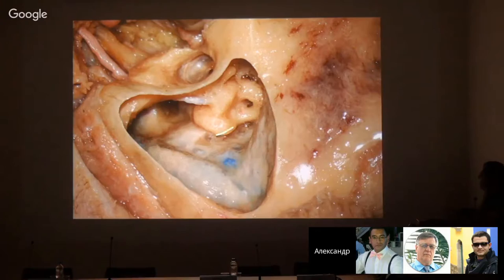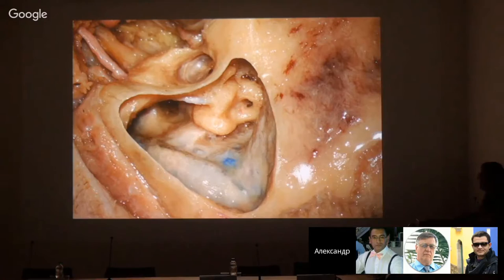Most of the time we don't want to expose it, but this is an anatomy class, so I have to show you where is the facial nerve. Here you see the middle ear, you see the incus here, okay, the incus bone here, the stylomastoid foramen and the position of the facial nerve.